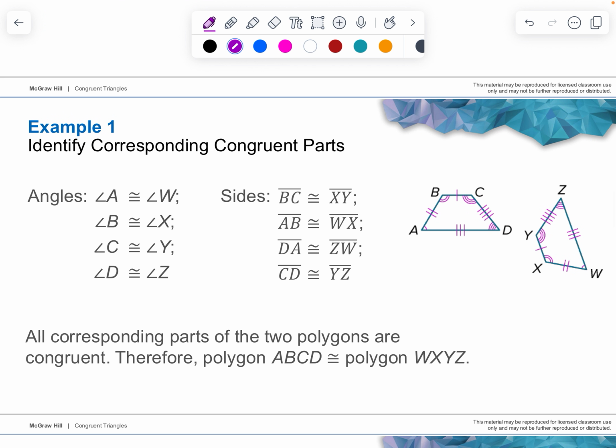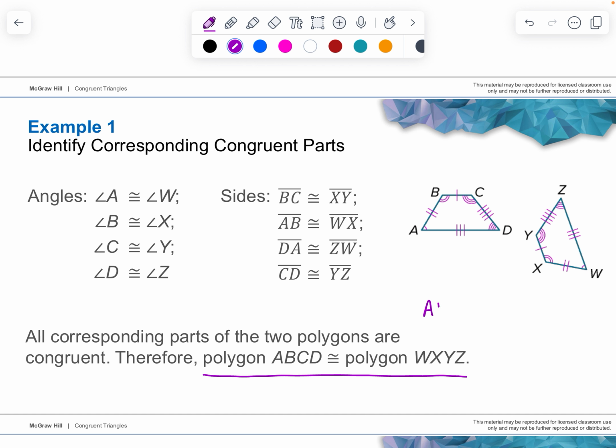They went through and said angle A is congruent to angle W, right there. B congruent to X. C to Y. D to Z. So they went all the way around and did all of the angles. Then they did all the sides. Notice the segment notation, because it's congruent. When we use the congruent symbol, you have to have the segment line on top. In ALEKS, they will be particular about that. And then they came down and wrote out the statement: polygon ABCD congruent to polygon WXYZ.